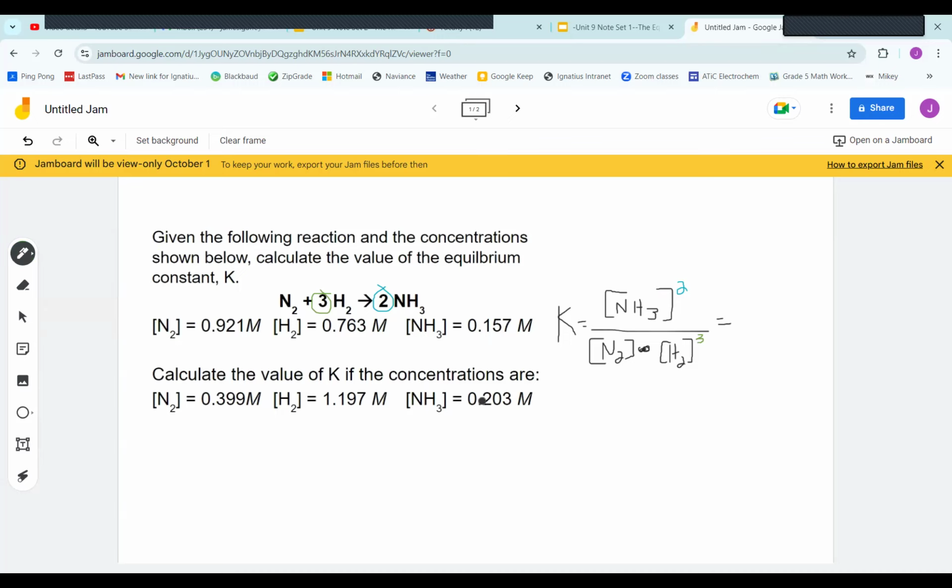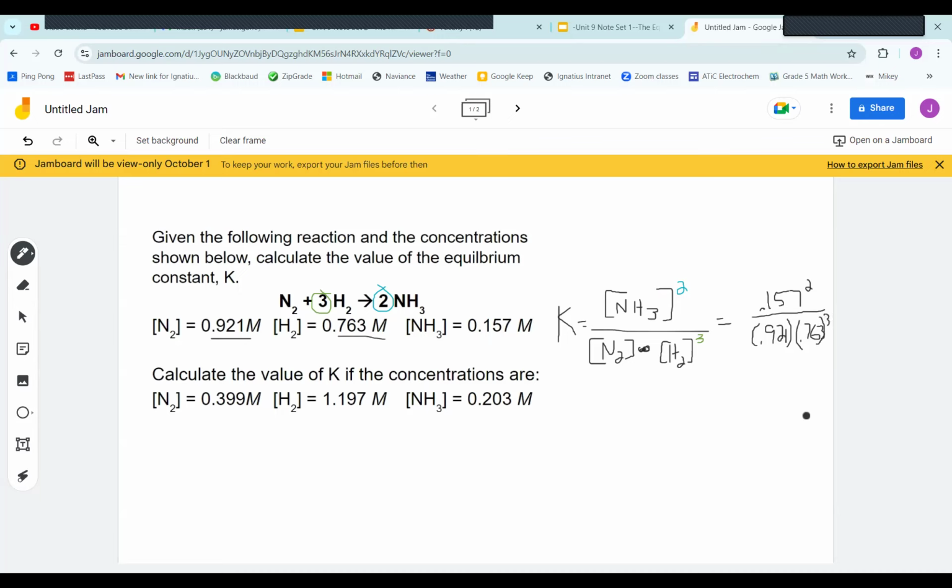Now, we have actual numerical values for these concentrations. So we're going to take 0.157, the concentration of NH3, and we're going to take all of that divided by the concentration of N2, which is 0.921, times the concentration of H2, 0.763, and then we've got to cube that concentration.